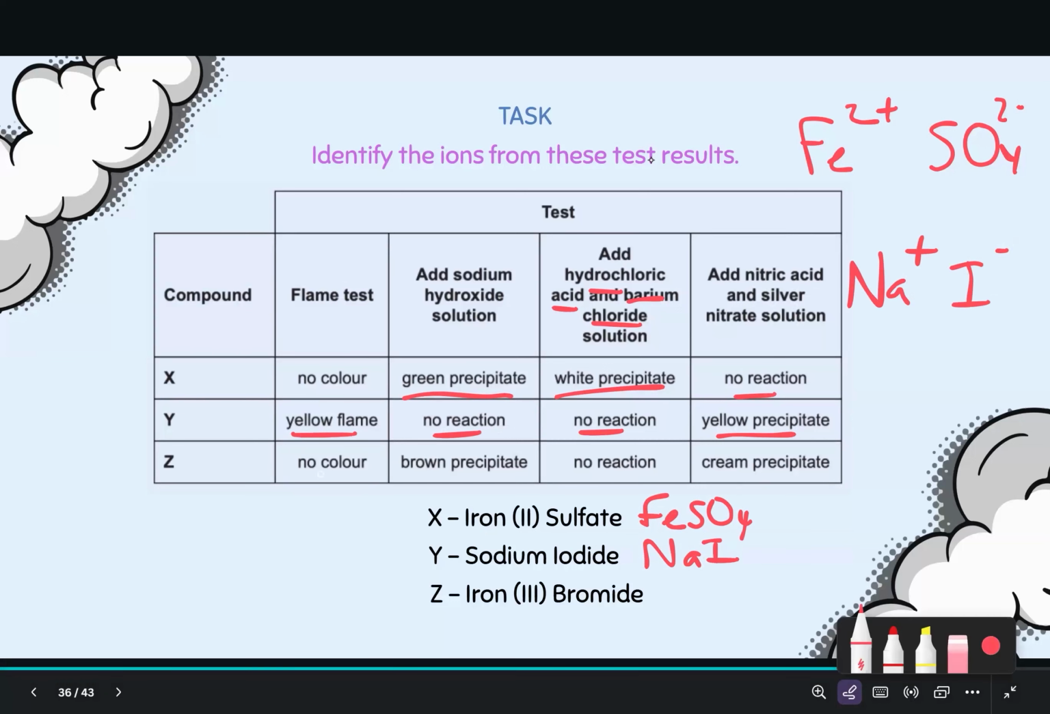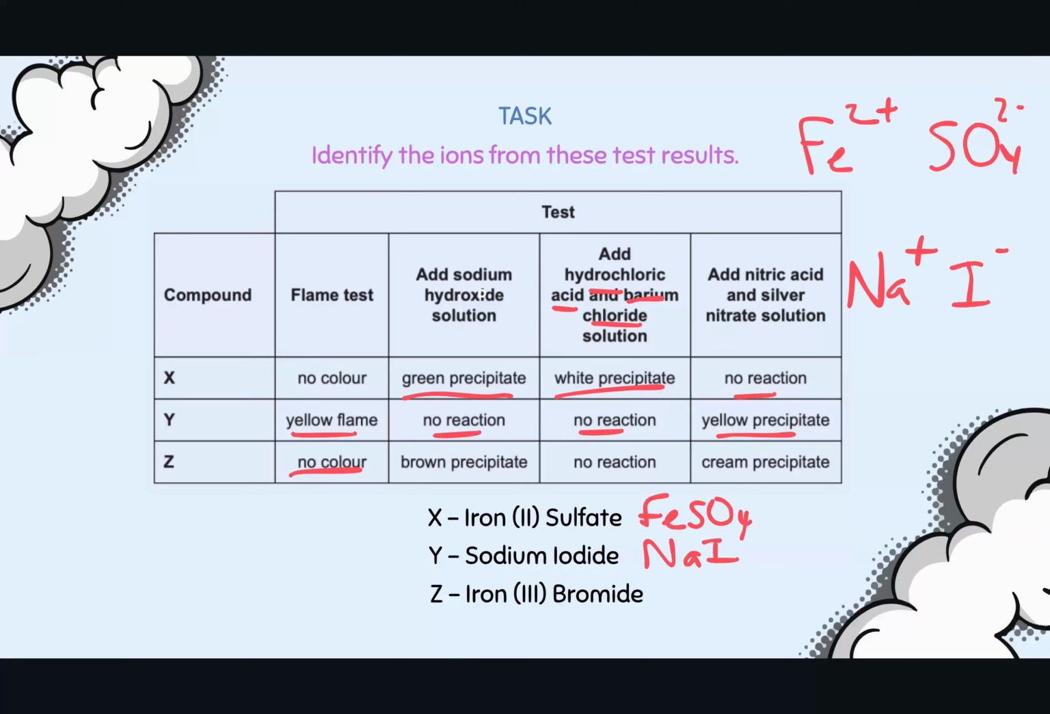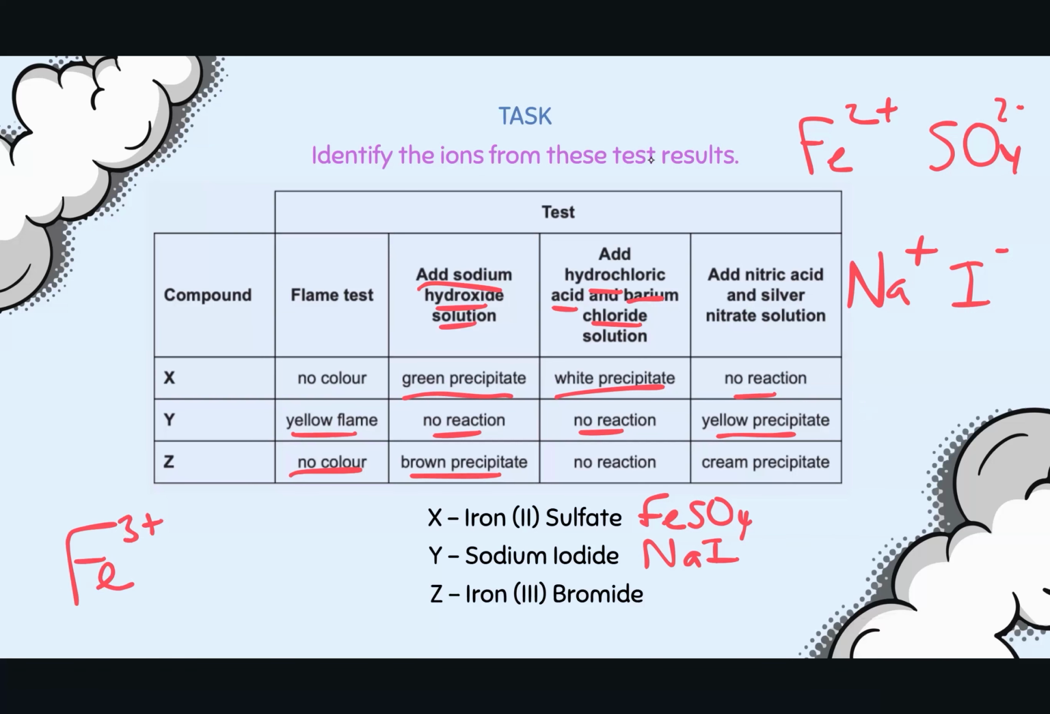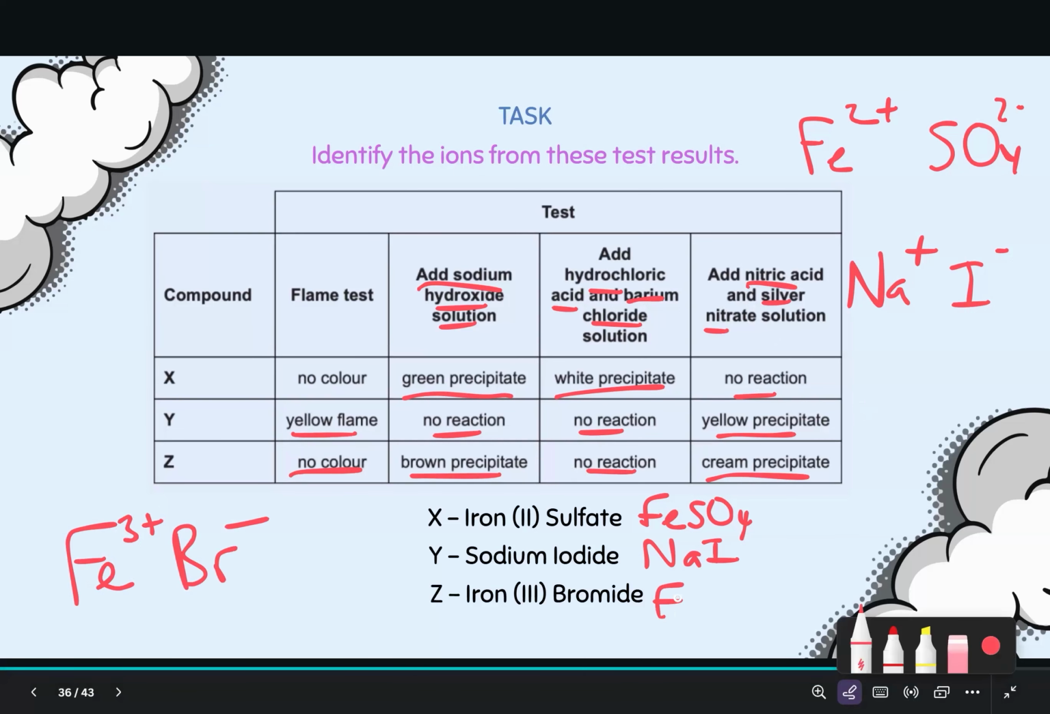Then we've got a flame test with no color, but adding sodium hydroxide solution gave a brown precipitate. That means it is Fe3+. Green means Fe2+, brown means Fe3+. Adding hydrochloric acid and barium chloride, no reaction, so it's not sulfate, but it gave a cream precipitate when nitric acid and silver nitrate were added. So that means it's bromide, Br minus. So that is FeBr3, iron bromide.